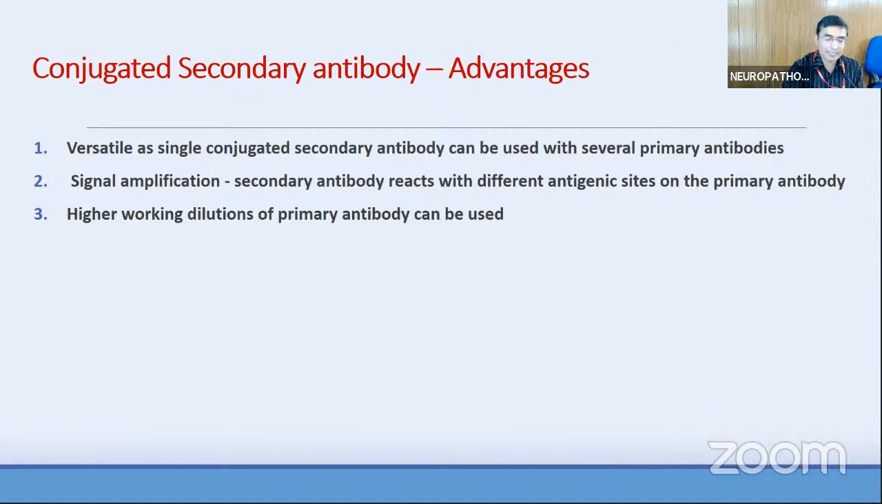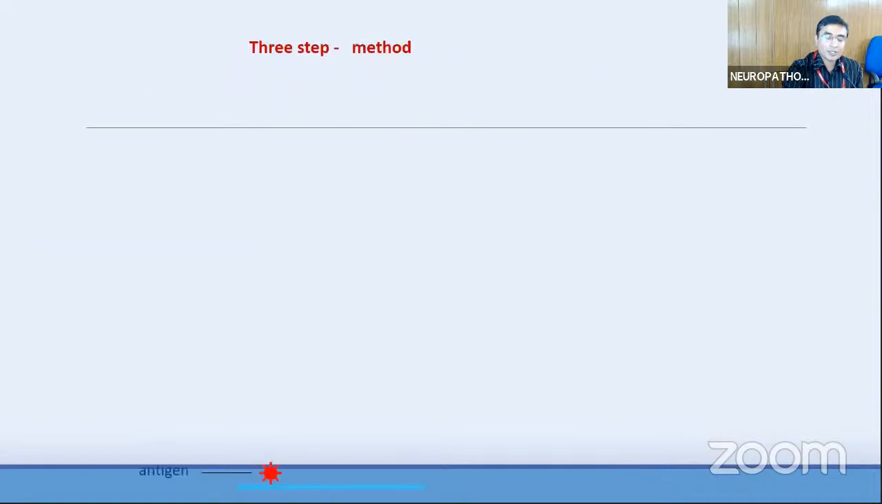Instead of that, use a secondary antibody that will be less expensive. Now, to this two-step method came one more step, referred to as the sandwich method, or the three-step method. See this, you have an antigen. To this, the primary antibody will be bound.